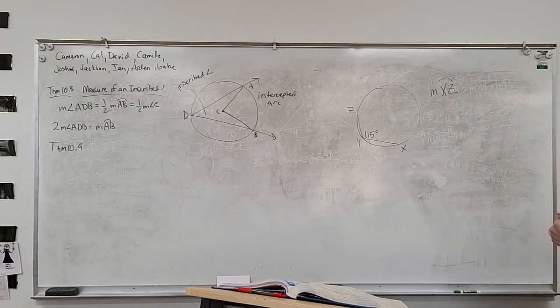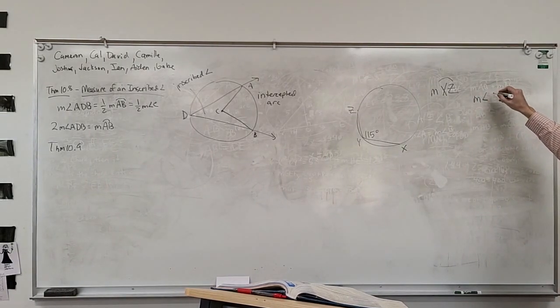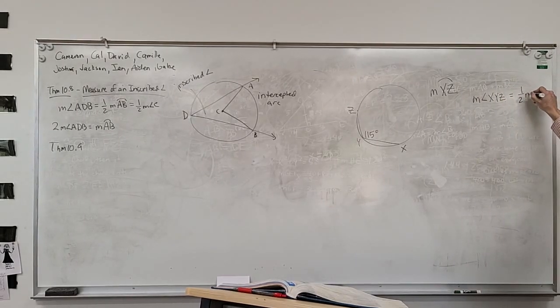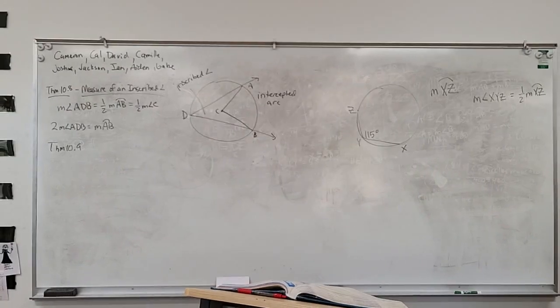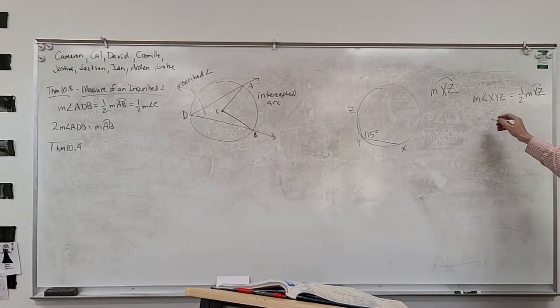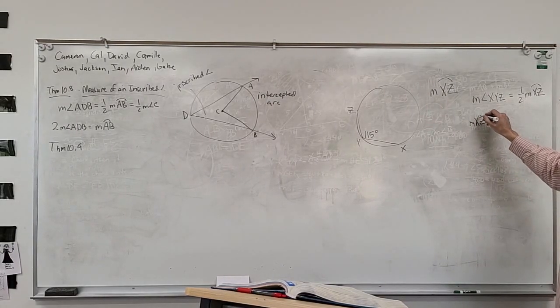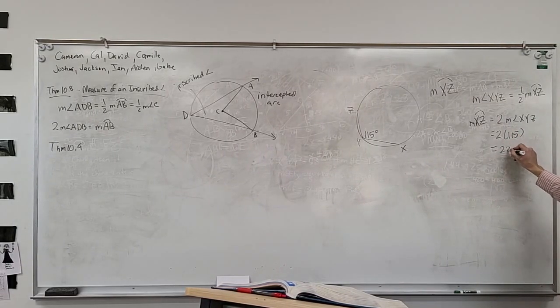Based on theorem 10.8, that means that the measure of angle XYZ has got to equal 1/2 the measure of arc XZ. You guys see that? Or, like I said, I could write it and say that the measure of arc XZ has got to be equal to 2 times the measure of angle XYZ. So that's 2 times 115. So that equals 230 degrees.